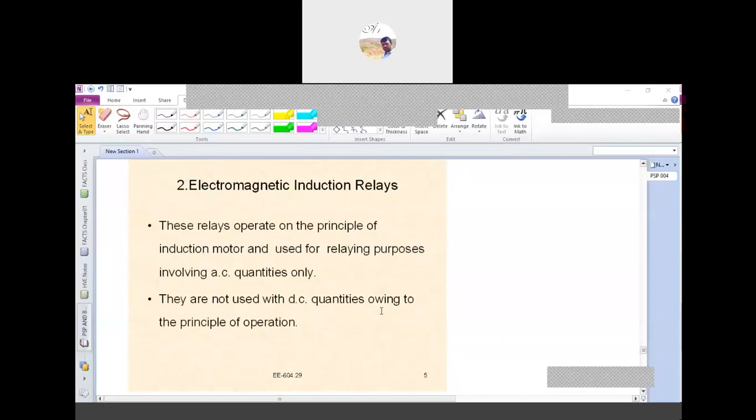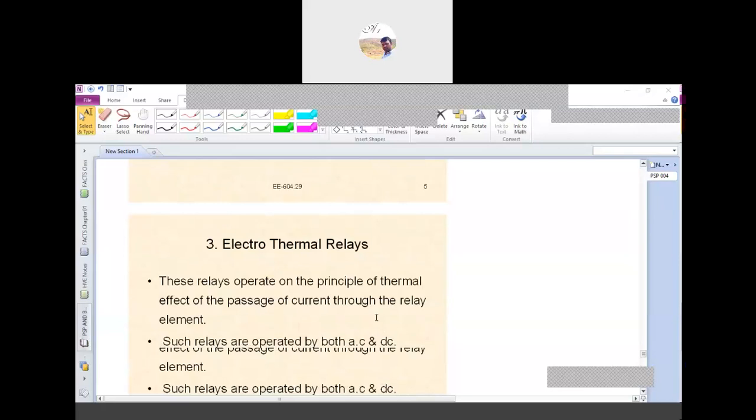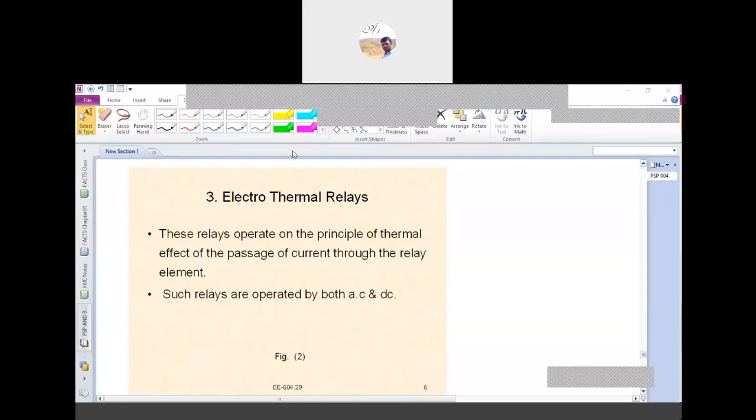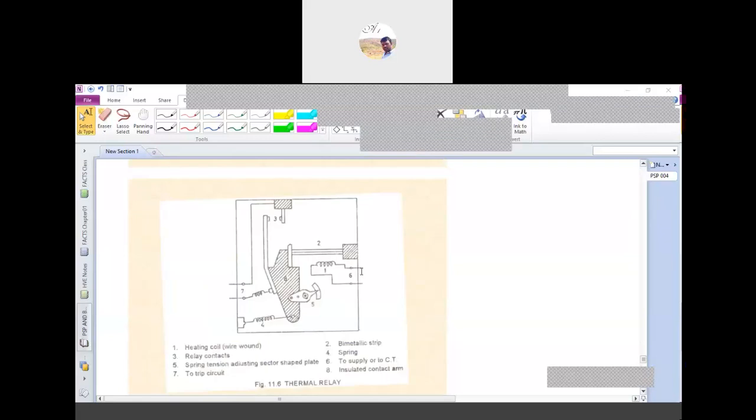In the electromagnetic induction relays, this will operate on the principle of the induction motor, and is used for relaying purposes involving AC quantities. They are not used for DC quantities owing to the principle of operation. In the relay system, the input signal taken is AC, but some operations will need DC signals also. The electromagnetic induction type relay operates on the principle of the induction motor, used for relaying purposes involving AC quantities, not DC quantities.